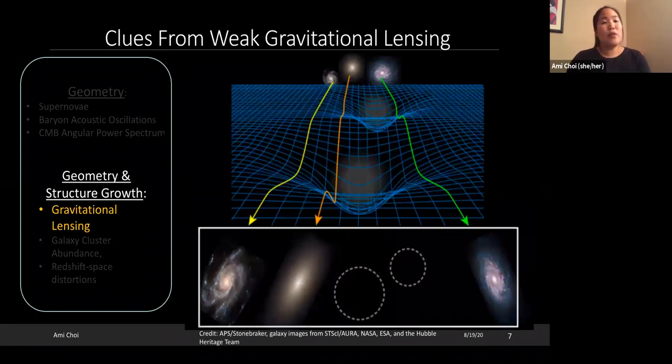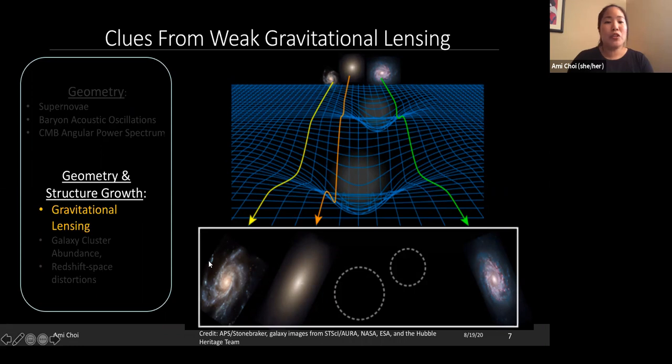Since I'm going to focus mostly on gravitational lensing, I'll take a quick moment to review what that is. And we can look at this schematic on the right, where we have light traveling from very distant galaxies. And as the light travels from the source to us as the observer, it's passing by intervening mass structures. And these structures have mass, which therefore have gravity, which bends or distorts the path of the light as it travels to us.